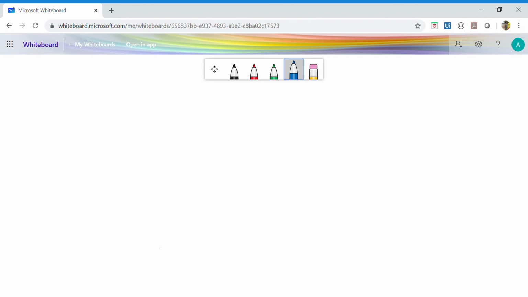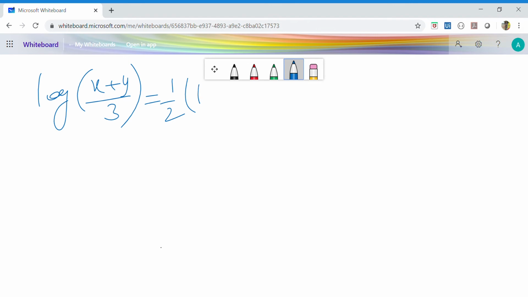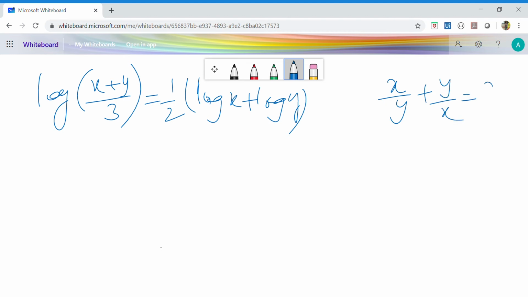So the next, sixth question is: if log of (x plus y) by 3 is equal to half of (log x plus log y), then find the value of x by y plus y by x. What is the value of x by y plus y by x? First of all you have to understand what is given in the condition and what is the RTP.